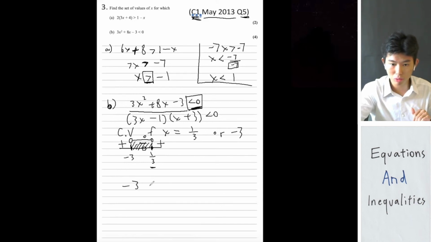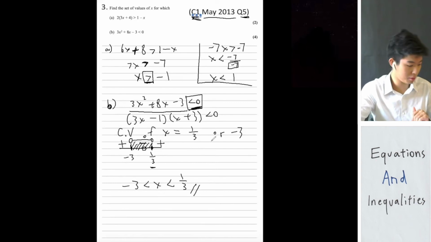So the final answer would be -3 < x < 1/3, and that would be the final answer for part B. So let's go to the marking.